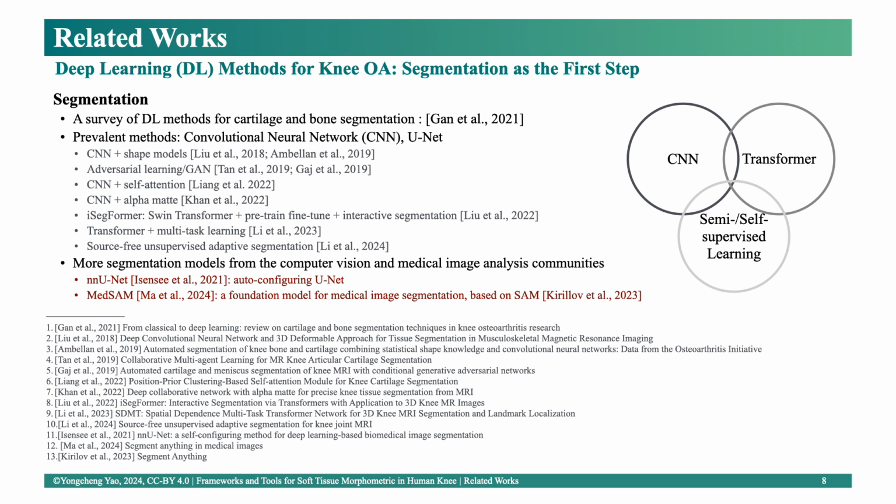Most deep learning researches in this field focus on segmentation. This is reasonable since segmentation highlights the region of interest and provides anatomical information. It is considered the first step of most medical image analysis tasks. Here we summarize recent advances in cartilage and bone segmentation from knee images.